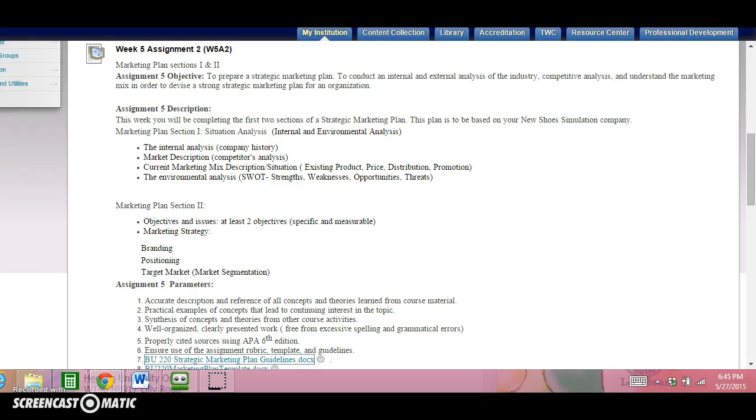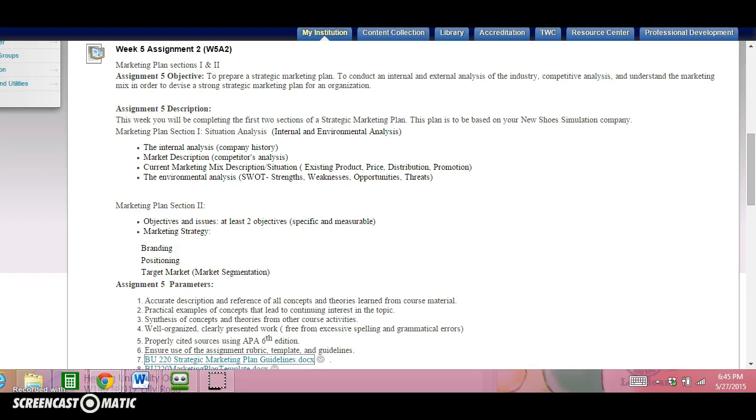Hello, class. I would like to introduce the strategic marketing plan, which is a vital part of our class. It is a project divided into two weeks. In week five, you submit a portion, and then in week six, you submit the final portion. The objective is to conduct an internal and external analysis of the industry, competition, and understand the marketing mix in order to devise a strong strategic marketing plan for an organization.